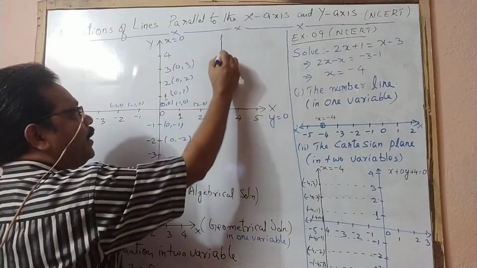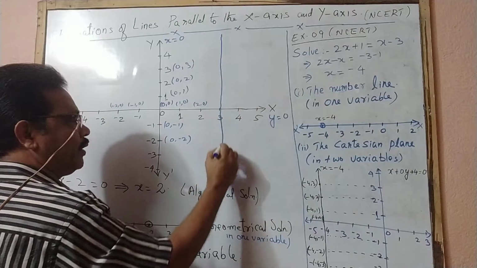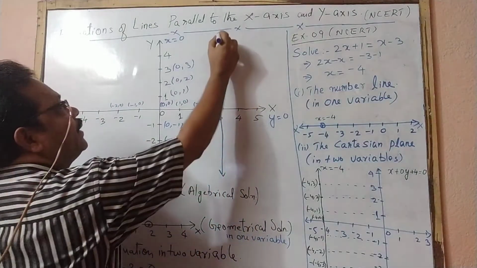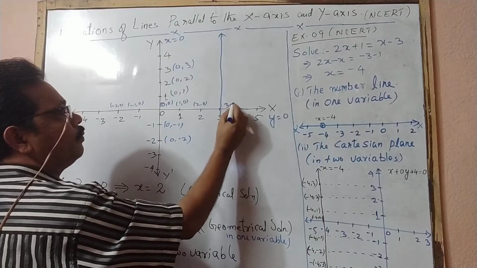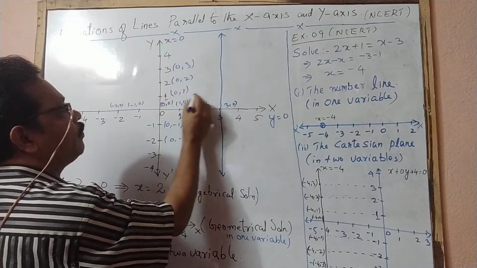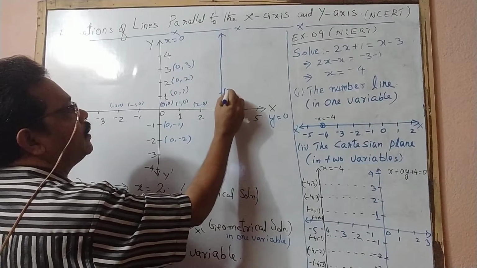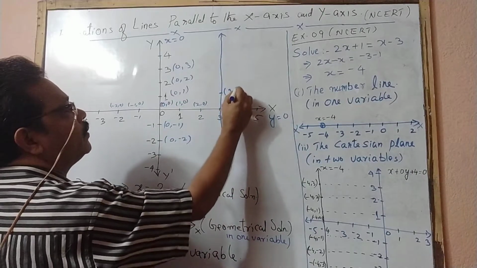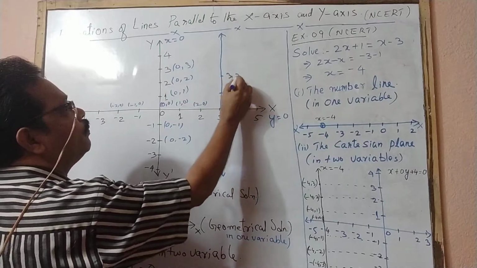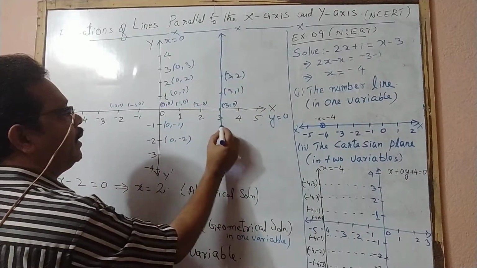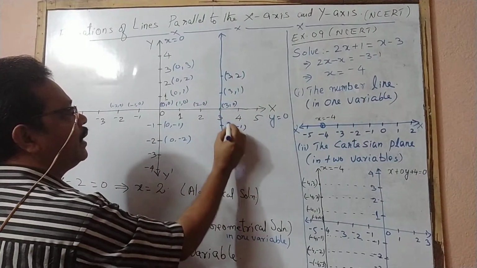Now, if I draw a line parallel to the y-axis along the point 3, you see that here, what is the coordinate of this point? 3, 0. And what will be the coordinate of this point? That is 3, 1. And this point? 3, 2. And so on. Here it will be 3, minus 1, etc.